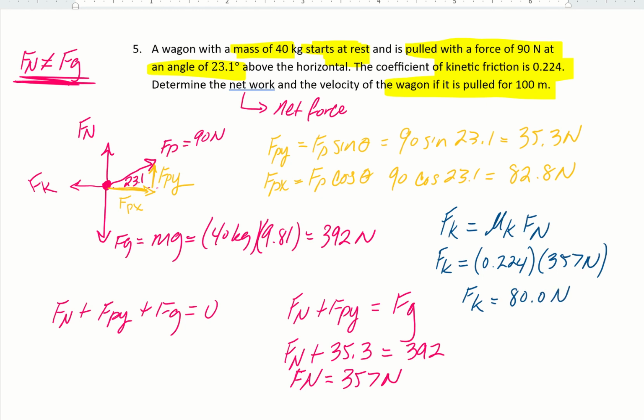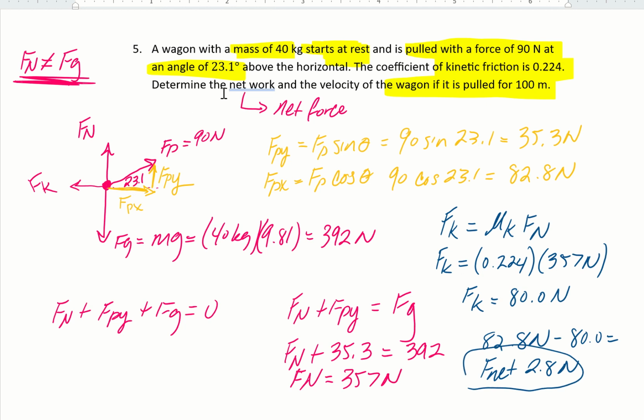Now, the sum of the forces in the x direction is just going to be adding Fpx and Fk. Now, Fk is going to the left, so that's going to be negative, so it's going to be 82.8 newtons, which was Fpx, plus a negative 80, so I'm going to do minus 80, and that's going to give me 2.8 newtons. So that's my F net, is 2.8 newtons.